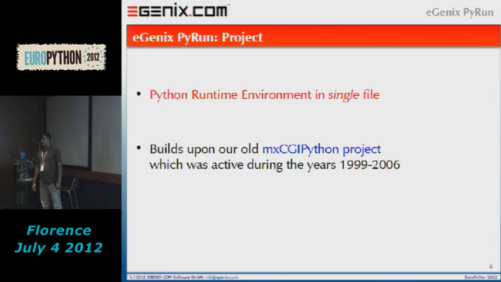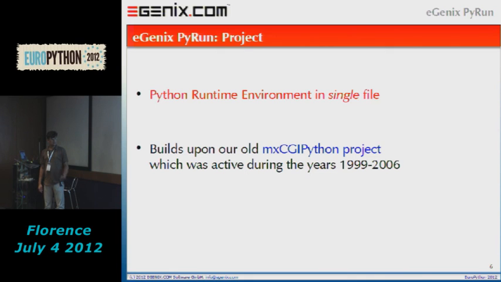So when we started this project, 4 years ago, we remembered an old project that we ran many years ago, from 1999 to 2006, which was called mxCGIPython. That was a project aimed at installing Python on FTP space that you could buy at the time at hosting services. Around 1999, when you rented some FTP space, what you normally got was you could run CGI scripts, but only Perl or Bash. That was about it. And of course, we wanted to run Python on those FTP accounts.